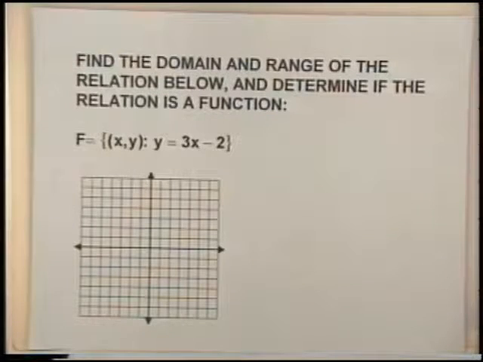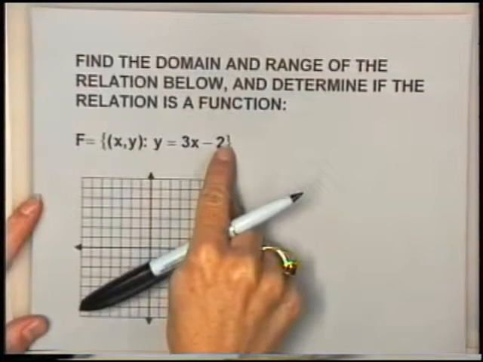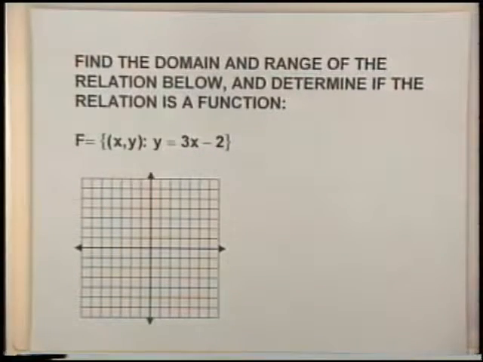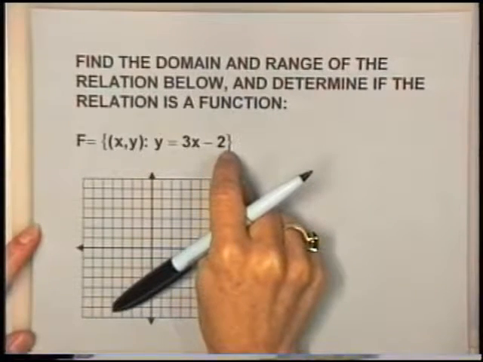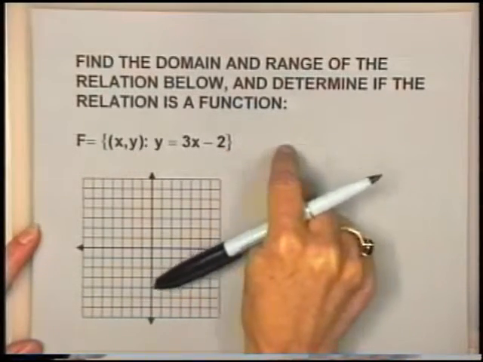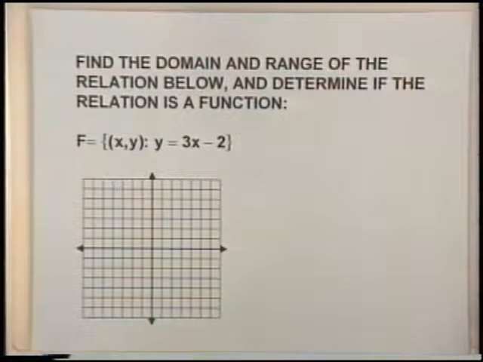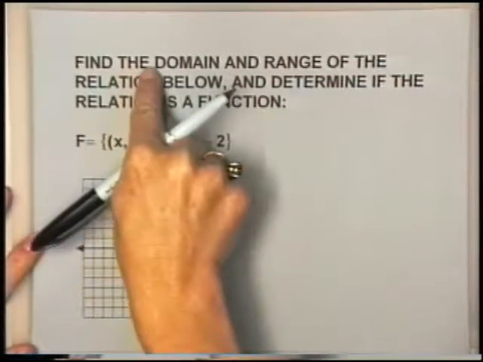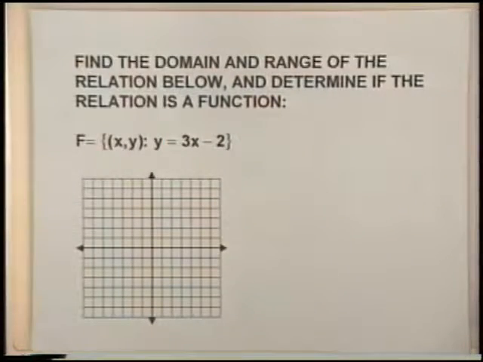Here we want to find the domain and range of the relation below and determine if the relation is a function. We'll notice this is written f equals the set of ordered pairs (x, y) such that y equals 3x minus 2. Now, what's different about this one from the way we saw this set written a little while earlier? After this equation in the other example, we had x values given. Here there are no x values given. In fact, we're supposed to find the domain.